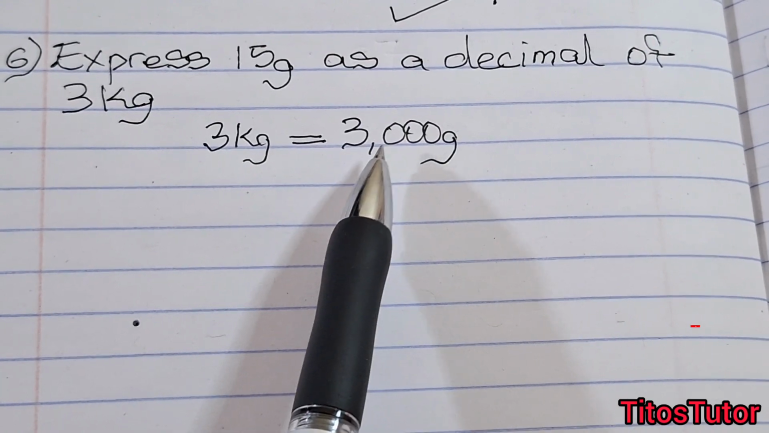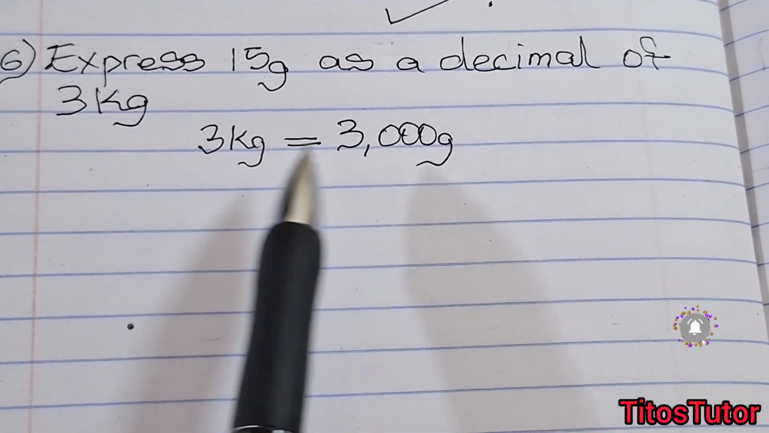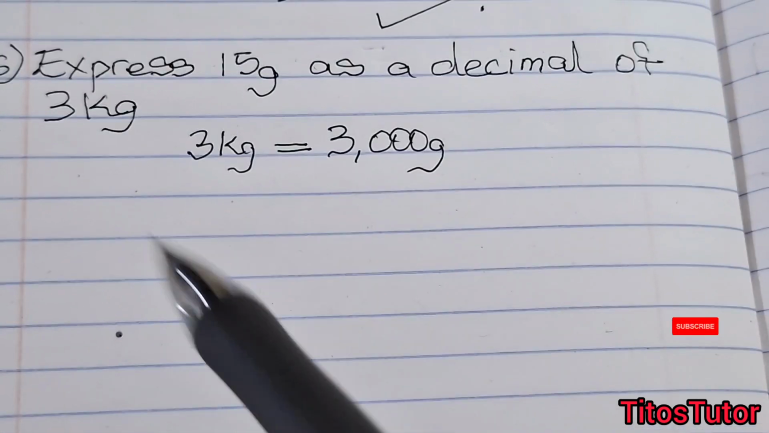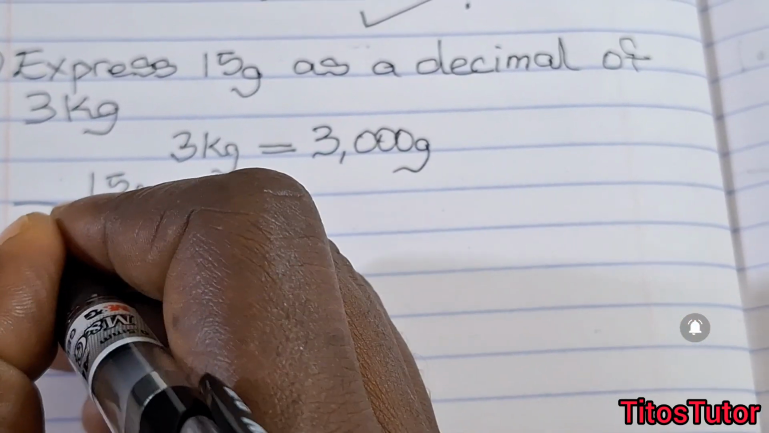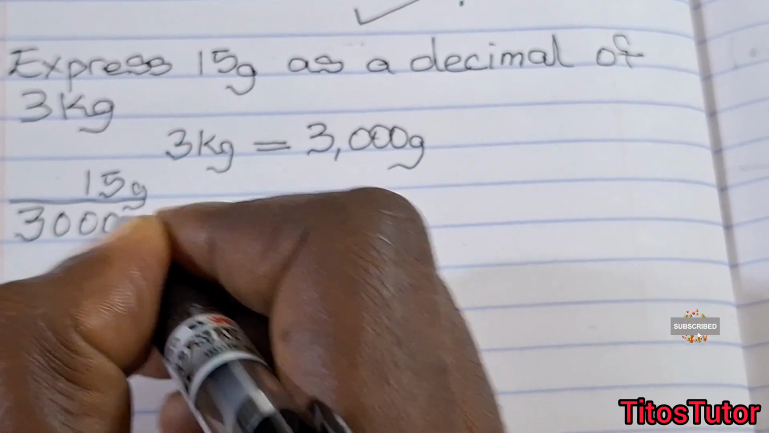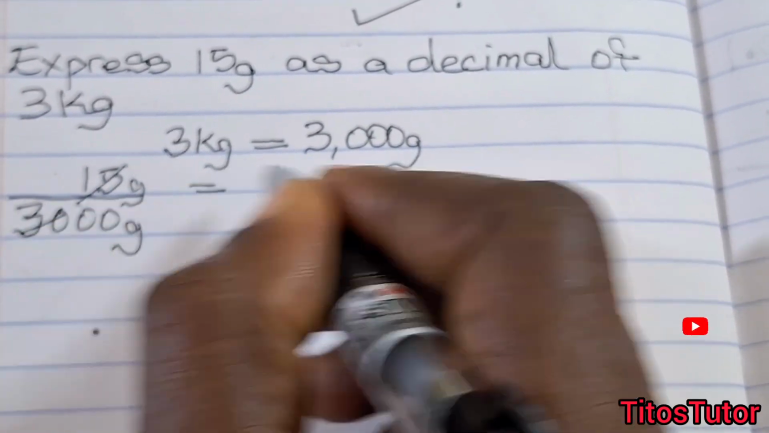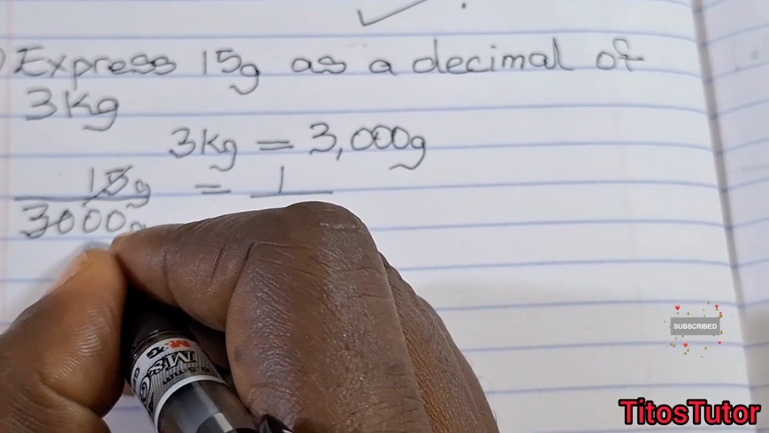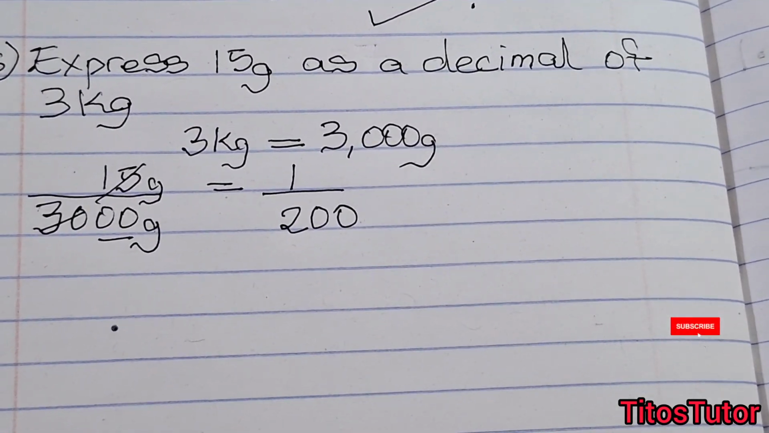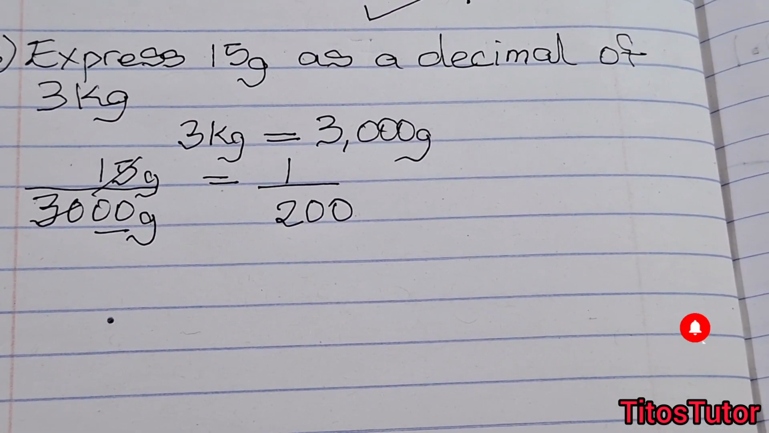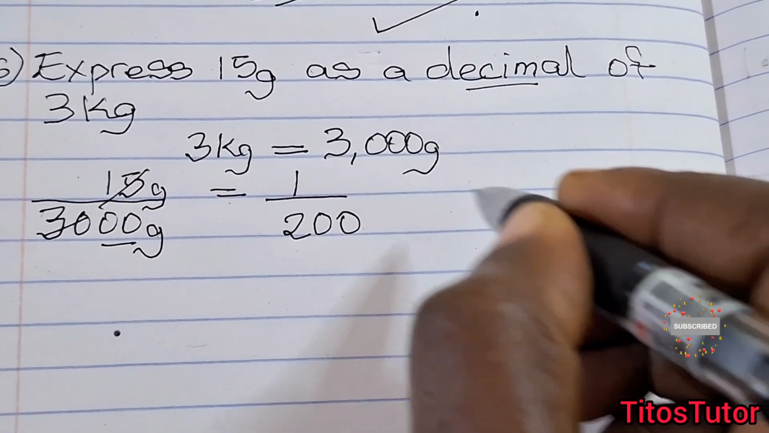Of is fraction, part over whole, because you convert from fraction to decimal is easier. So let's do this. 15 all over 3000 gram gives me 15 here, 1. 15 in 30 is 2 with the 2 zeros. So that's 1 over 200. I need to convert that to decimal because my question says I should express it as decimal.